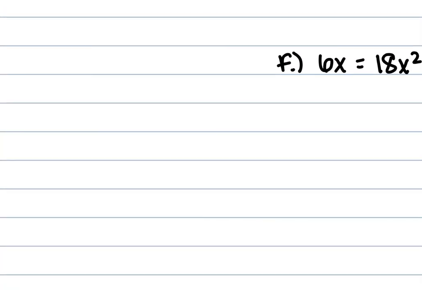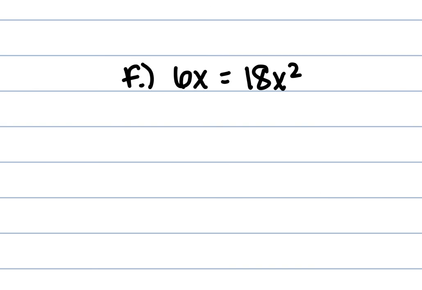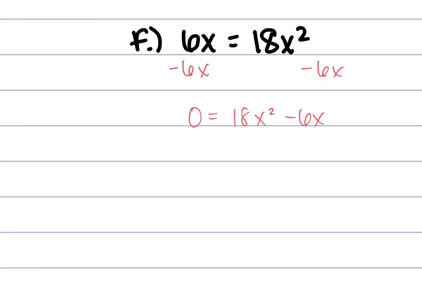For the second one, okay, you could have subtracted 6x or 18x squared from both sides. Either way, you're going to get the same answer. I would have subtracted 6x from this side. We're going to get 0 equals 18x squared minus 6x. What did we factor? Brandon? 6x. Very good. So we're going to get 0 equals 6x times 3x minus 1.